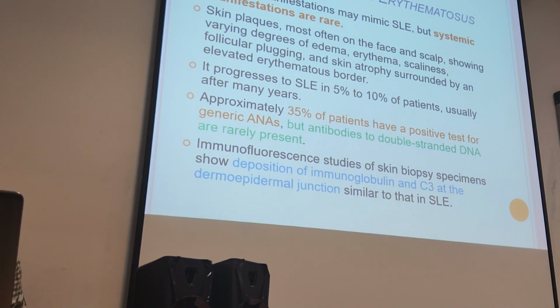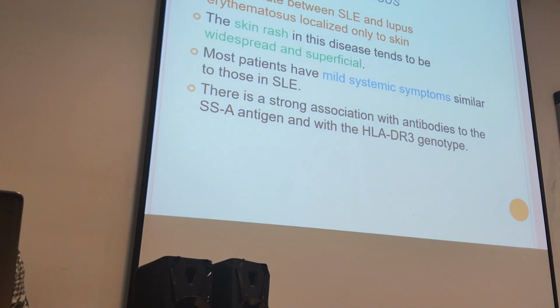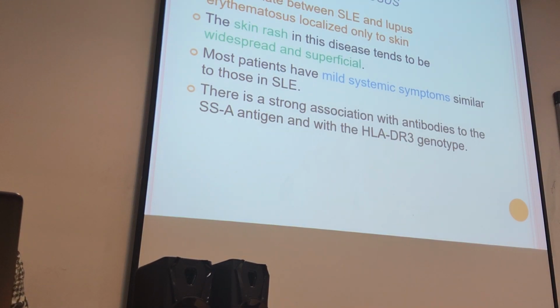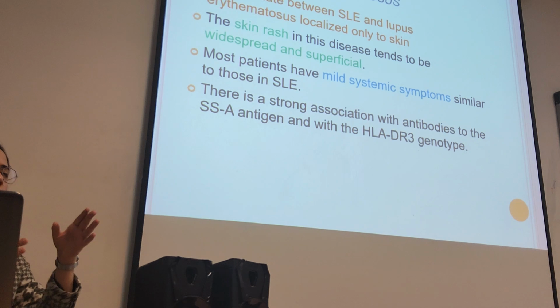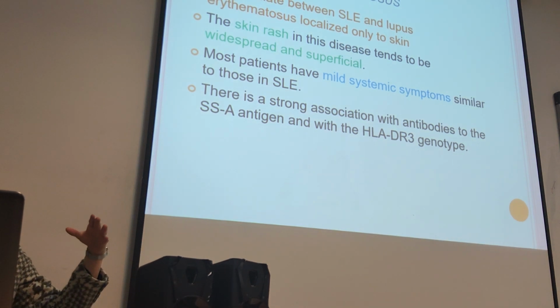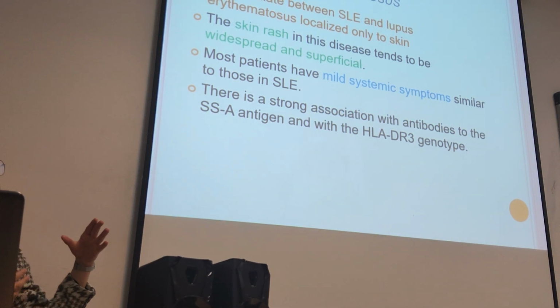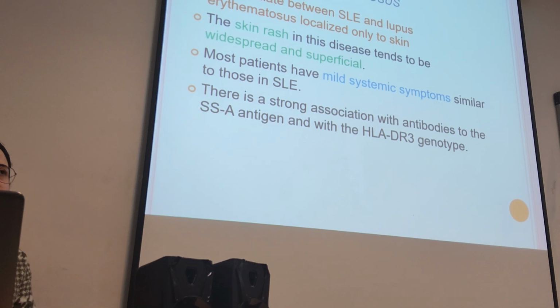You should know that about 5 to 10% of these patients may progress to SLE in a few years. And another type of lupus is subacute cutaneous lupus erythematosus. It is something between discoid lupus and SLE. The skin manifestations are more widespread and superficial, but the systemic manifestations are mild.